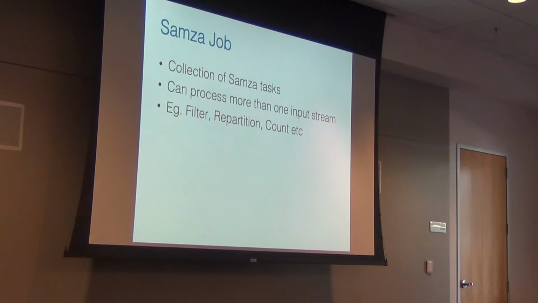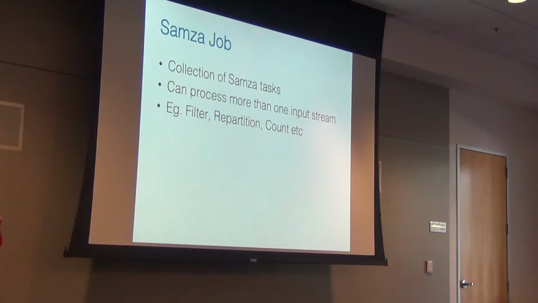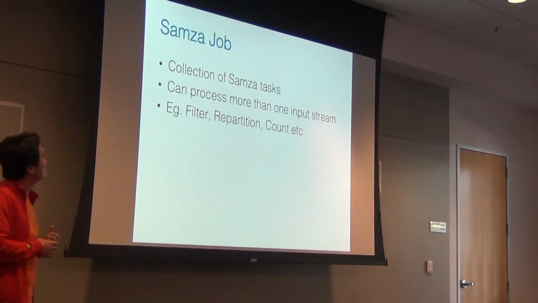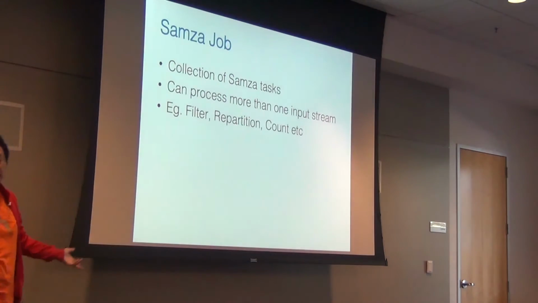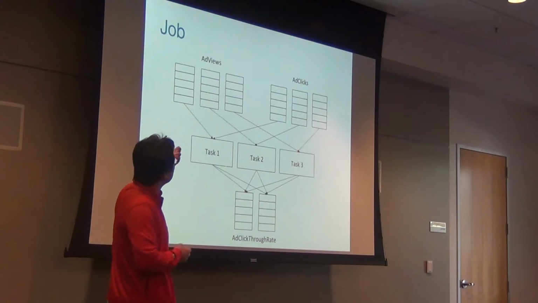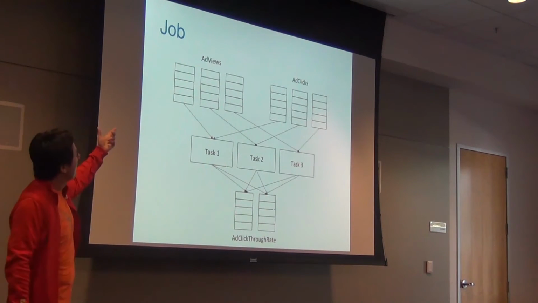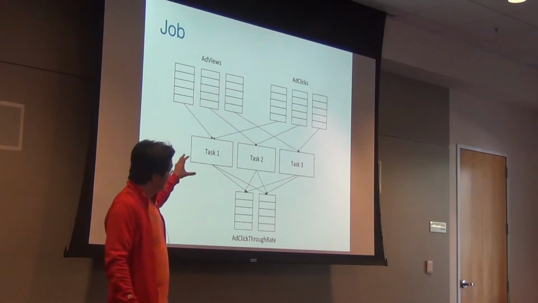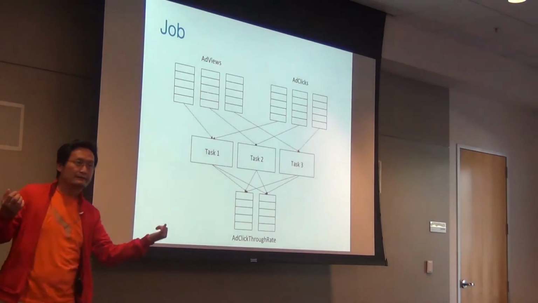Okay, so we've got through that. What I think is next is to introduce another key concept in Samza, which is the Samza job. A Samza job is essentially a collection of Samza tasks. And it can process more than one input stream, and you can do filtering, projection, counting, all those functions. One example of a Samza job you can see from here is, okay, you have 2 Kafka topics, each with multiple partitions. One is ad views, the other is ad clicks. So you want to be able to join them and see what the impression versus click-through rate is.